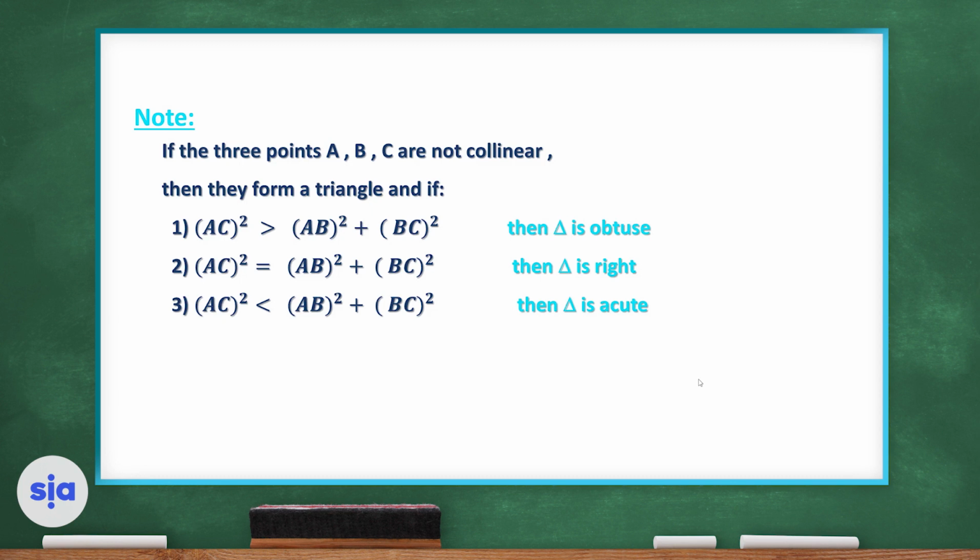If AC squared is greater than AB squared plus BC squared, then this triangle is an obtuse triangle. If AC squared is equal to AB squared plus BC squared, then this triangle is a right triangle. If AC squared is less than AB squared plus BC squared, then this triangle is an acute triangle. I'm reminding you that when you do this, AC should be the longest side of the 3 sides.